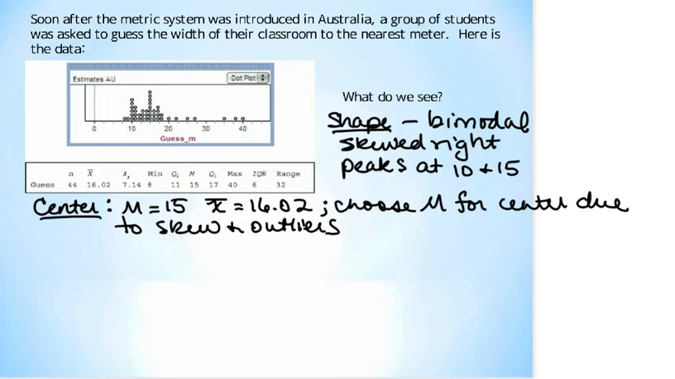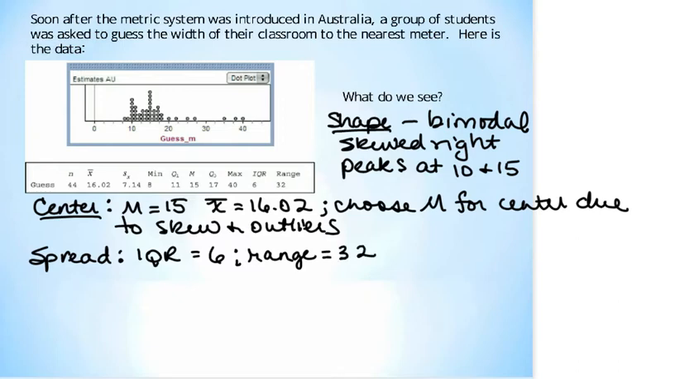What about the next thing? We do shape, center, spread. Oh yay, spread. Well, if I figure out my IQR, quartile 1 is 11 and quartile 3 is 17, so my IQR would be 6, which describes the middle 50%. I can put in things like my range, which was 32.